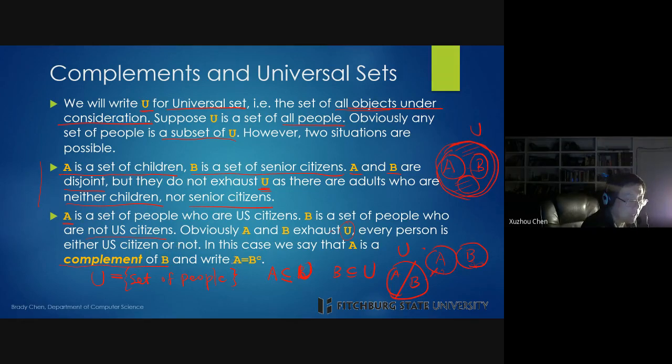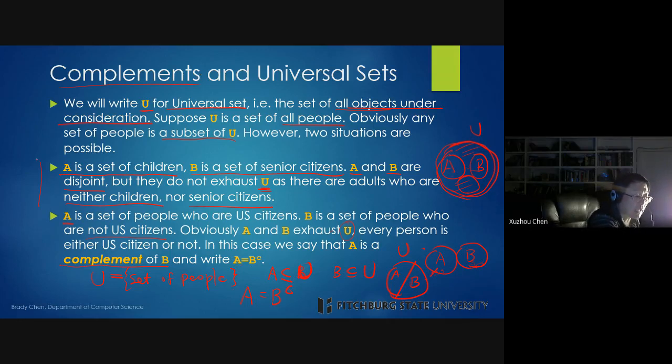So we can write A as B to the C, that is, the complement of B. Complement basically means the other side. So that defines the complement.